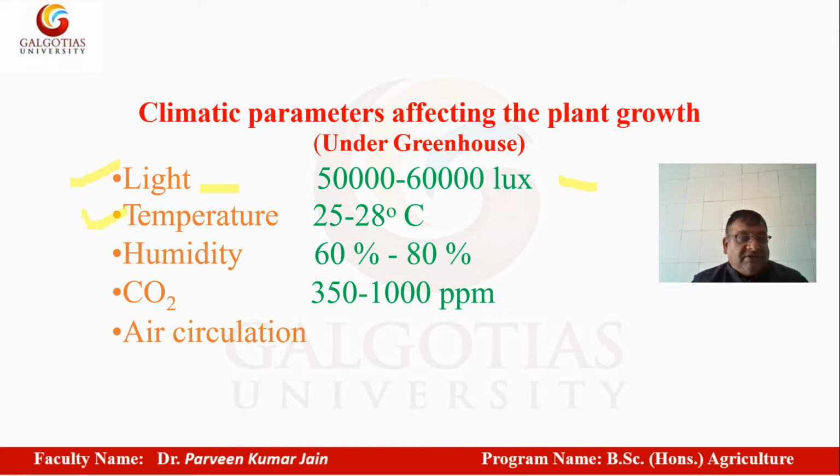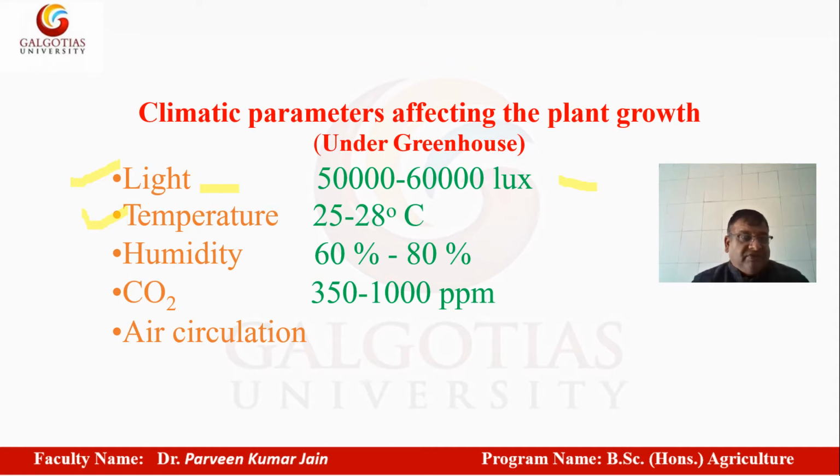Then there is temperature. The normal temperature range is around 25 to 28 or 30 degrees centigrade, in which the plants survive well. If it is the winter months and the temperature is low, then by covering the windows of the polyhouse, we can increase the temperature of the polyhouse from inside. But at the same time, we can also cool down the polyhouse if it is summer and the temperature of the greenhouse is high.